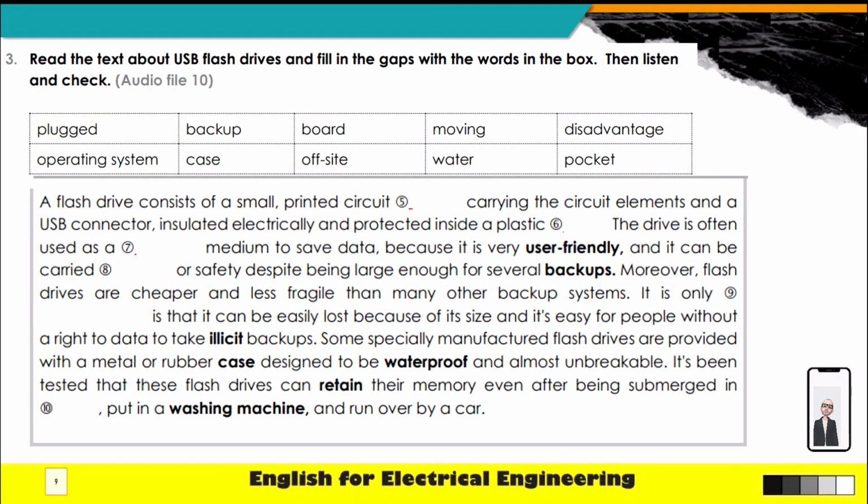A flash drive consists of a small printed circuit board carrying the circuit elements and a USB connector, insulated electrically and protected inside a plastic case. The drive is often used as a backup medium to save data because it is very user-friendly and it can be carried off-site for safety despite being large enough for several backups.